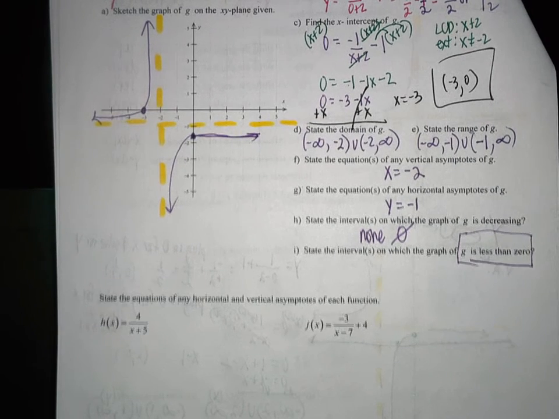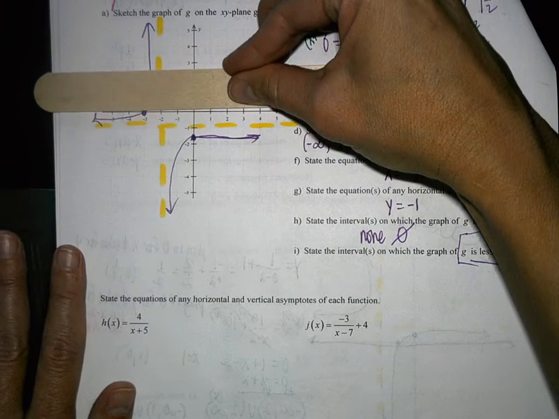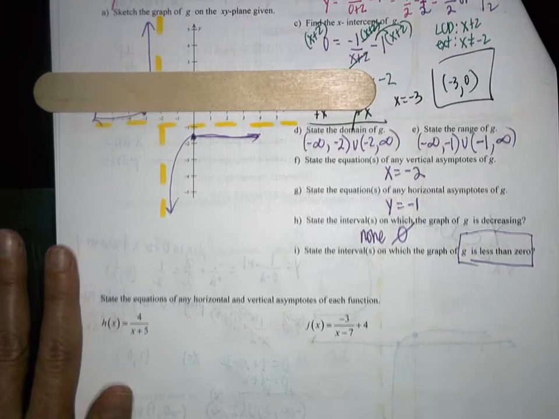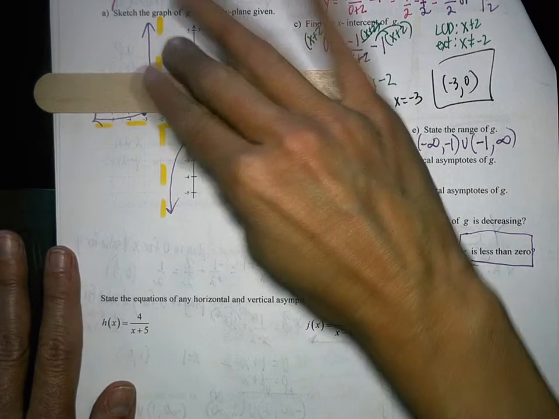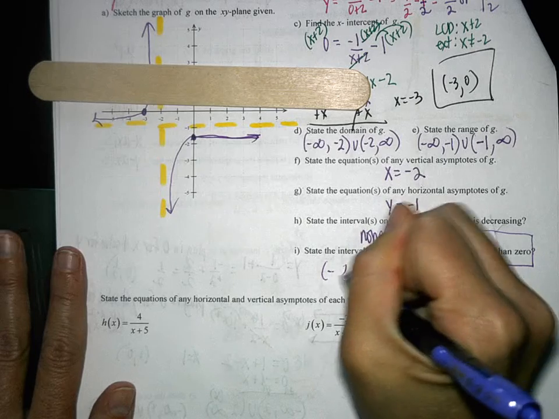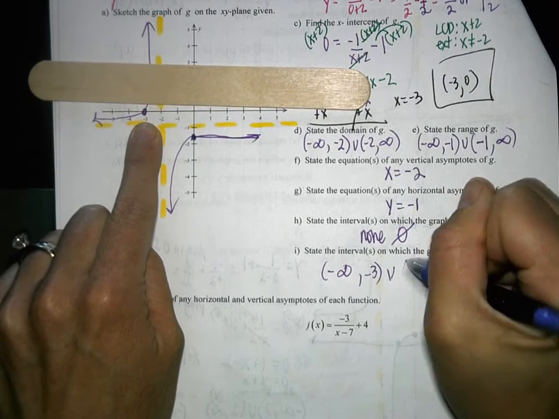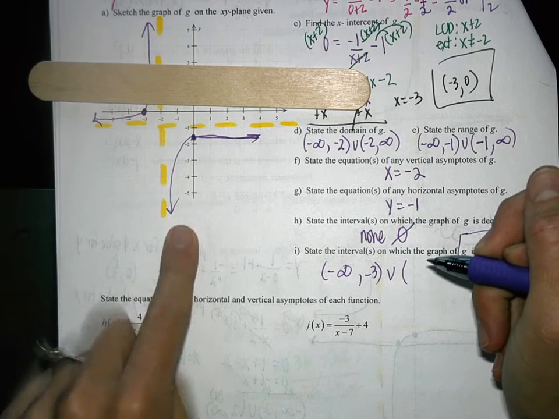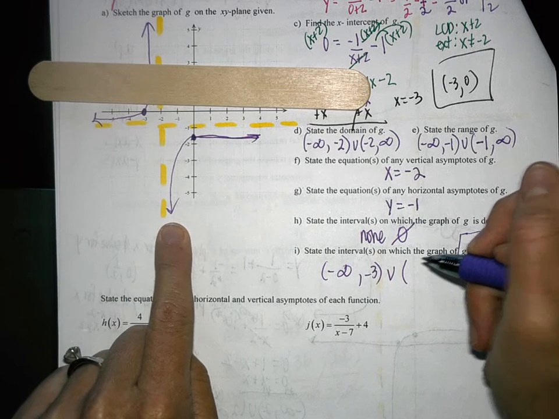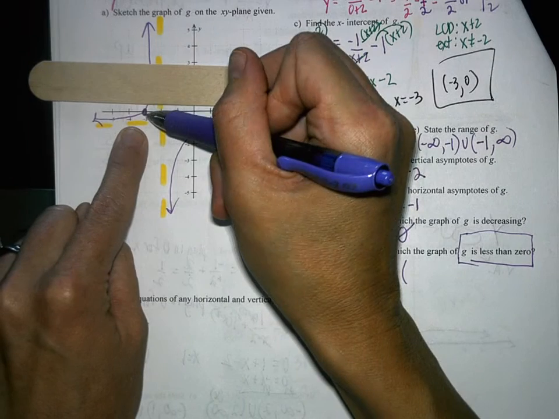Now, it says state the intervals on which the graph of G is less than 0. Where is it below 0? So remember that right here, this is my 0 line. Do you guys see that? Okay, so when is it below that? At -3. Good. -infinity till -3. And then where does it start up again below 0? Do you see right here? At -3 is where it goes above 0.